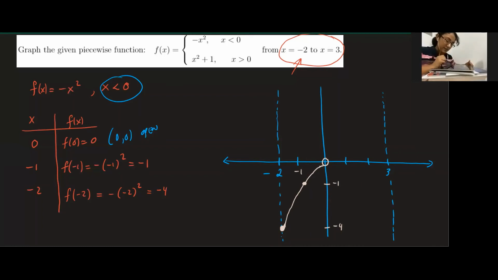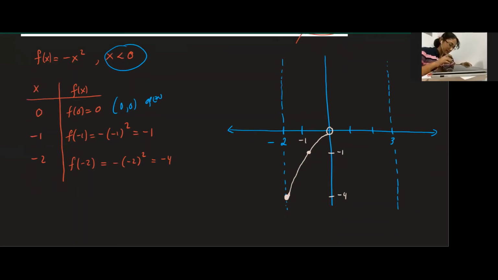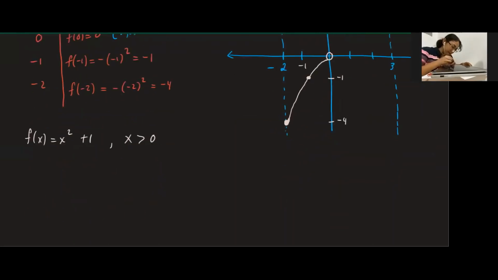Now for the other half, from 0 to 3, we're going to again make a table of values. So let's plug in 0, 1, 2, and 3, and then we figure out those function values. So we have the function f of x is equal to x squared plus 1 when x is greater than 0. Again, strictly greater than 0. So we plug in x values, then we get our function values.